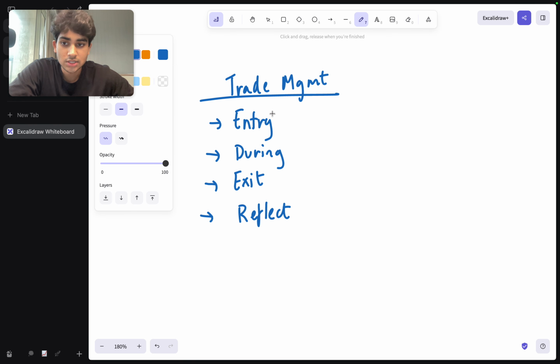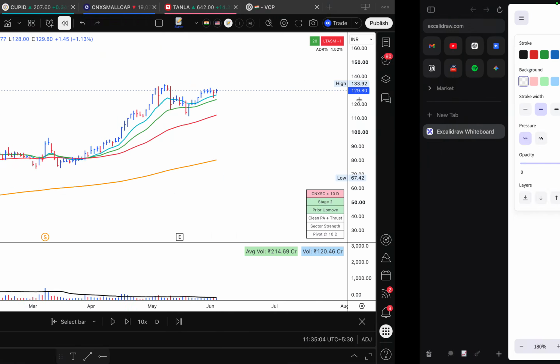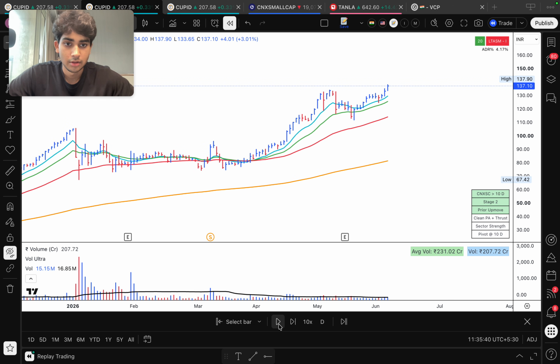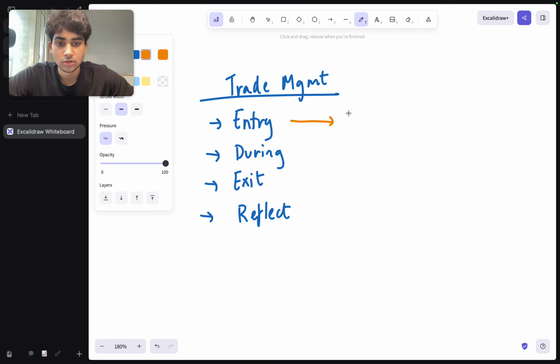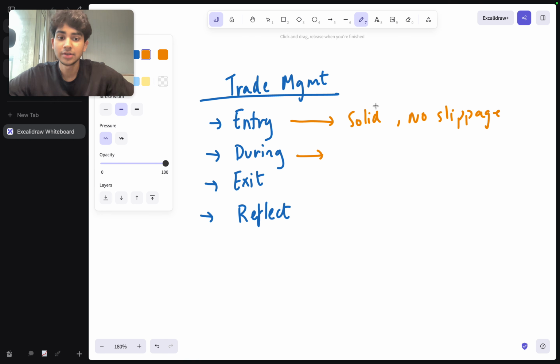Okay, so let's talk about the entry first. So if I just switch the color right here, right? Entry. I entered right here on this day. I did not get any slippage. I remember that. So solid entry, no slippage, which is very lucky, right? Lovely. Chalo, no slippage.